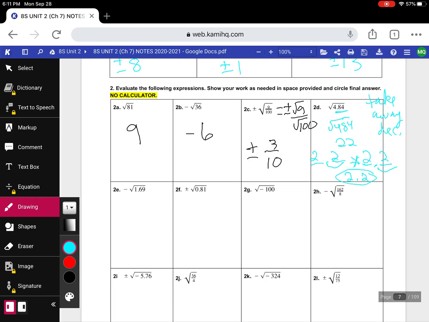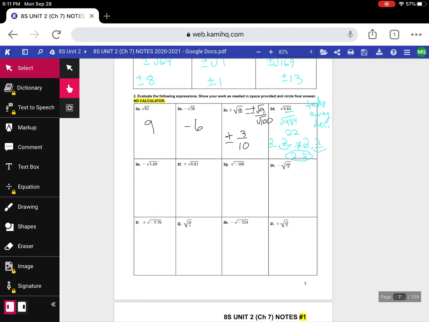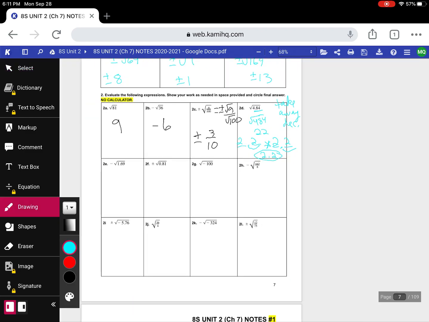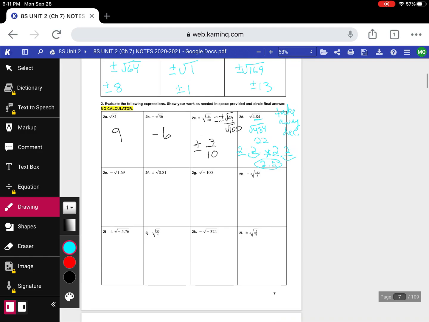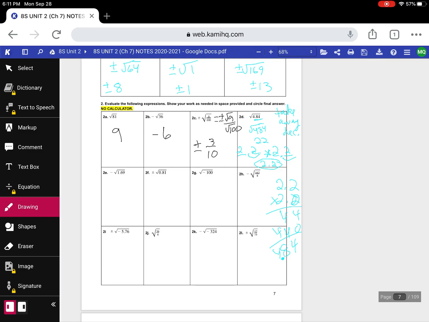If you want to test me and see if Mrs. Quintos made a mistake, you always can. If we do 2.2 times 2.2, let's test Mrs. Quintos out. We get 0, 4, 4, 4, 8, 4. We have 1 decimal place, 2 decimal places. So we go over 2, 4.84. See if we get back there. So I was correct, okay?